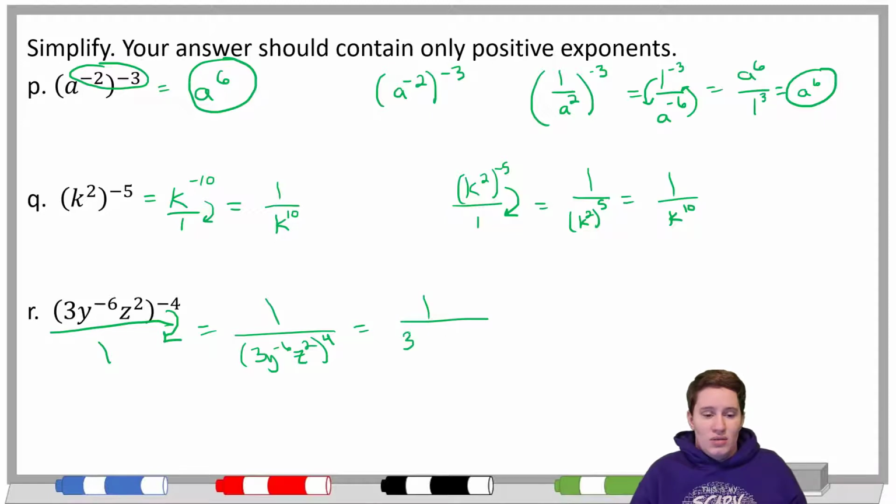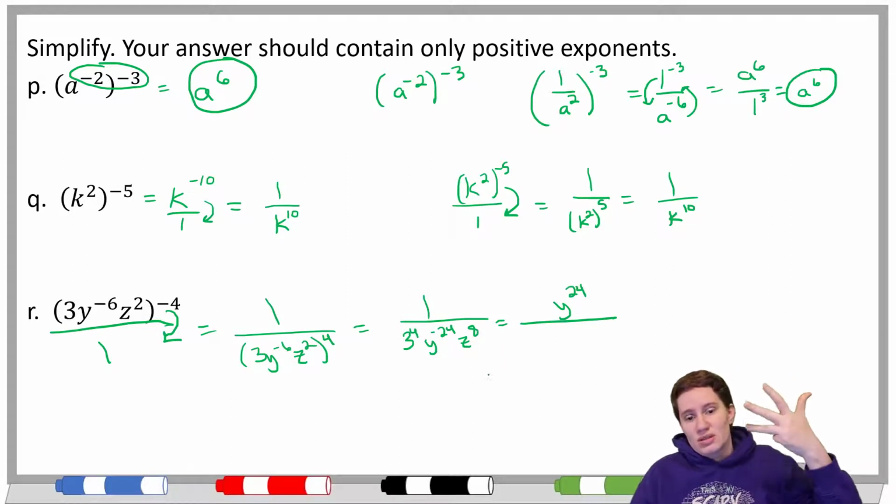So it'd be 3 to the 4th, y to the negative 24th, and z to the 8th. And well, we need to move the y up to the top because it has a negative exponent. But these other things stay on bottom. 3 to the 4th is 3 times 3 times 3 times 3, which is 81.